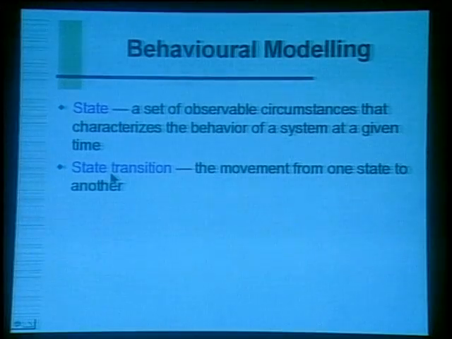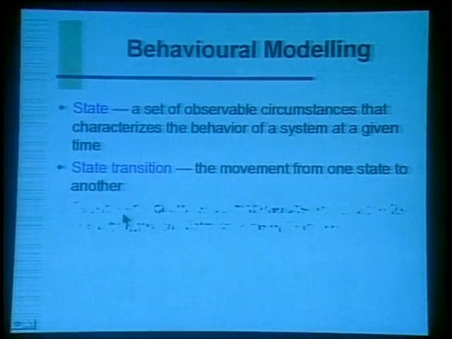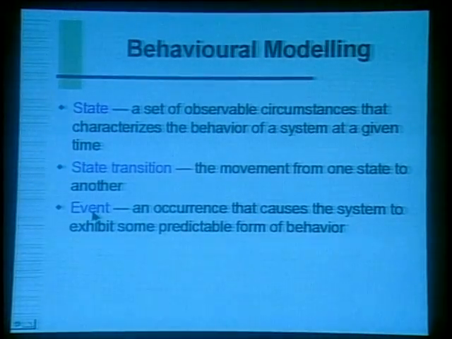A state transition, the movement from one state to another state. As I gave you the example, the printer was in the state of idle. In response to some event, it changes its state to the printing. So the change of the state is called the state transition. Then event. An event is an occurrence that causes the system to exhibit some predictable form of behavior. Again, in our example of the printer, the event which made the printer change its state was the submission of a new print job.